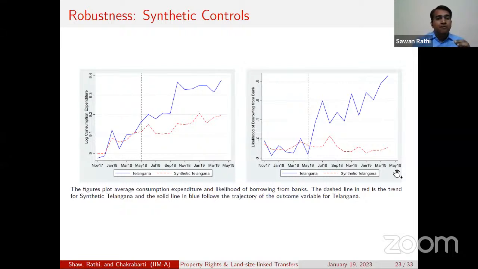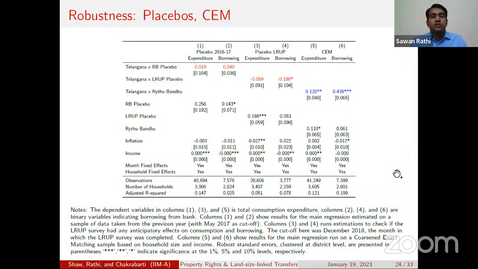And then we find that once we create a synthetic control, shown by the dotted red lines, you would see that there is a sudden increase in the consumption expenditure, and similarly you would find there's an increase in the borrowing behavior also. So just another way, using the Abadie et al. method of synthetic controls, we create and show that even if a synthetic Telangana has been created, taking the rest of the country as a control group, we find the results are pretty much standing like we have in the regression. So that is one. Next, we do a bunch of robustness checks, which is summarized in this table.